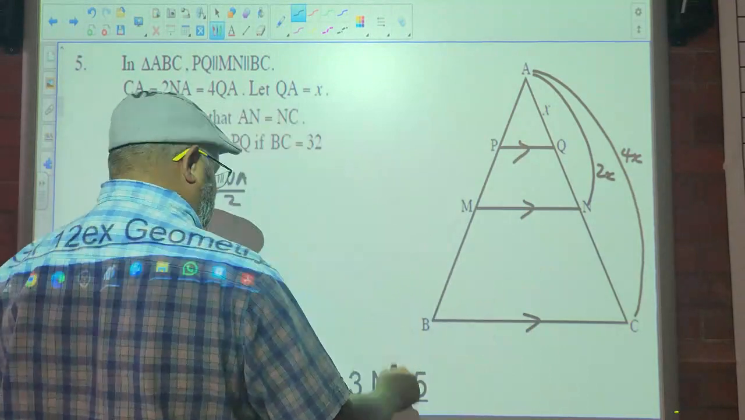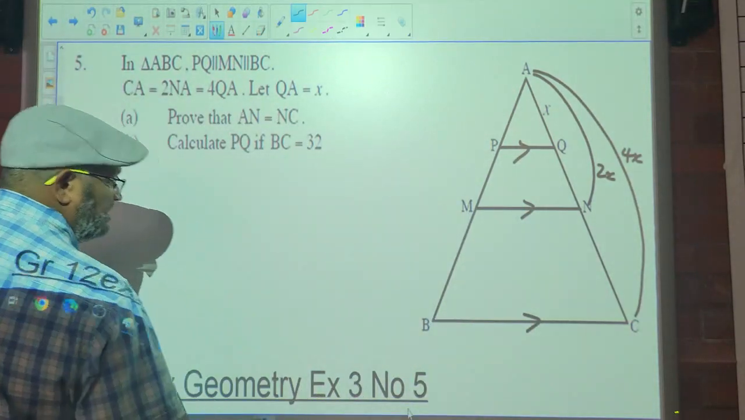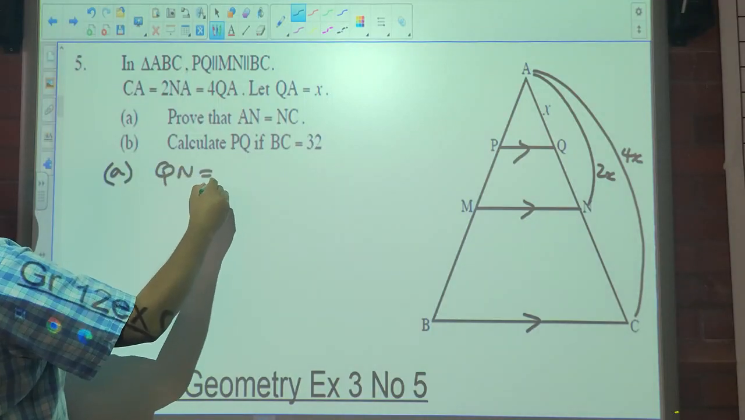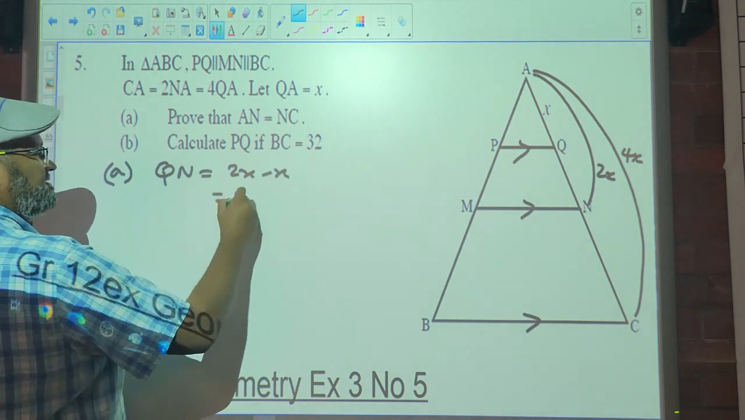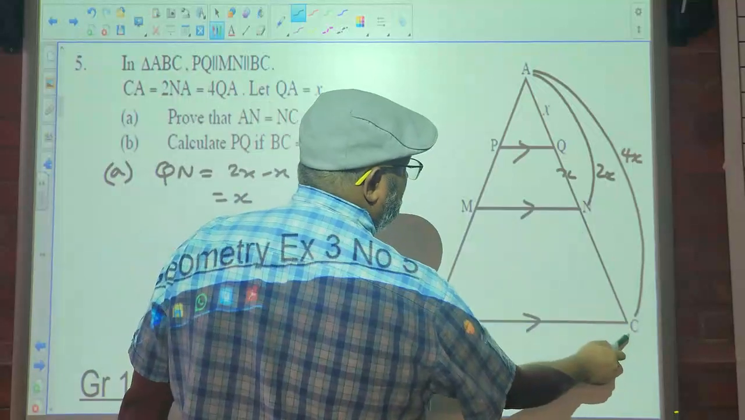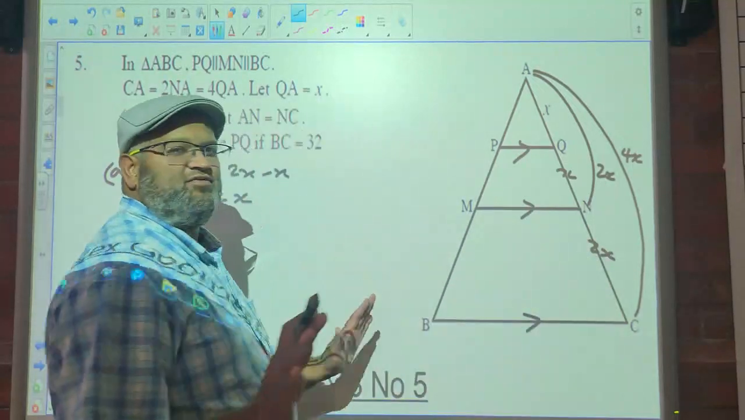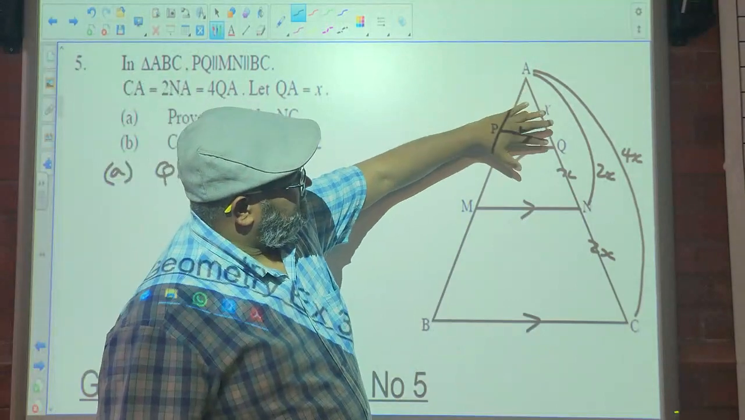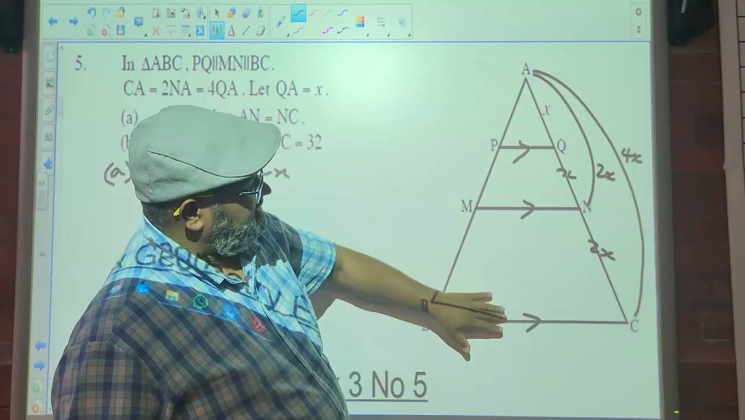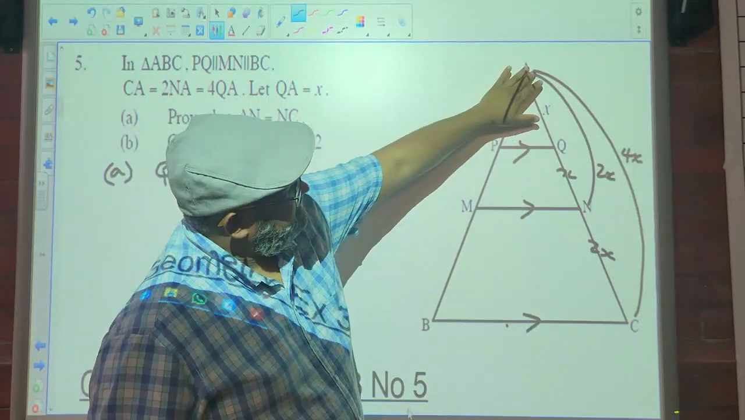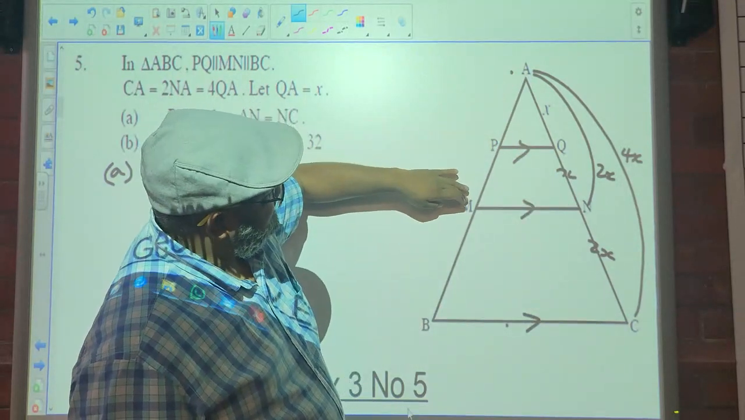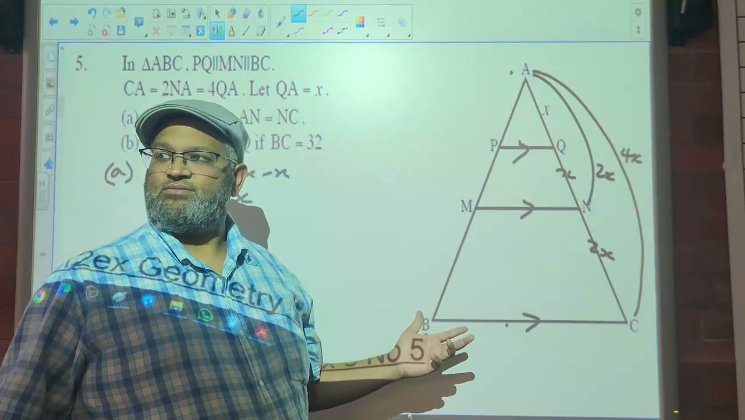So if NA is 2x, then what is QA? 2x minus x, which is x. Not so? Then what is NC? Also 2x. So without going any further, what do we know? Parallel midpoint. So that length is equal to this length. These lines are parallel. That is the midpoint. 2x and 2x. So AN is equal to NC. Midpoint theorem. Or converse theorem.